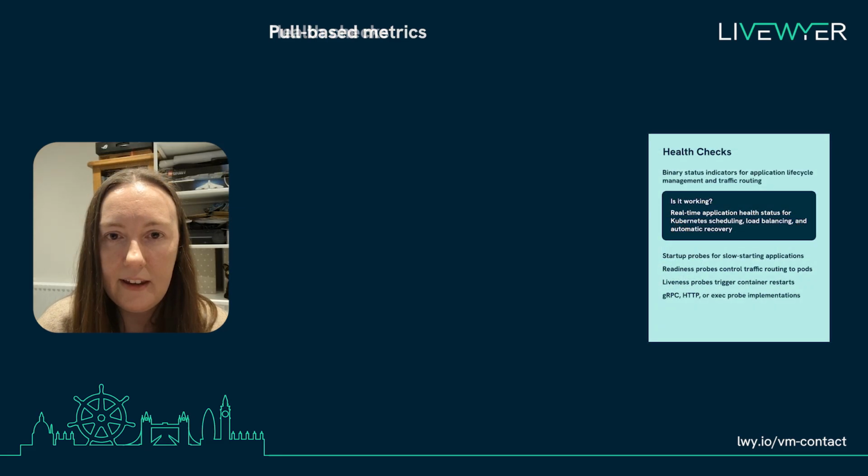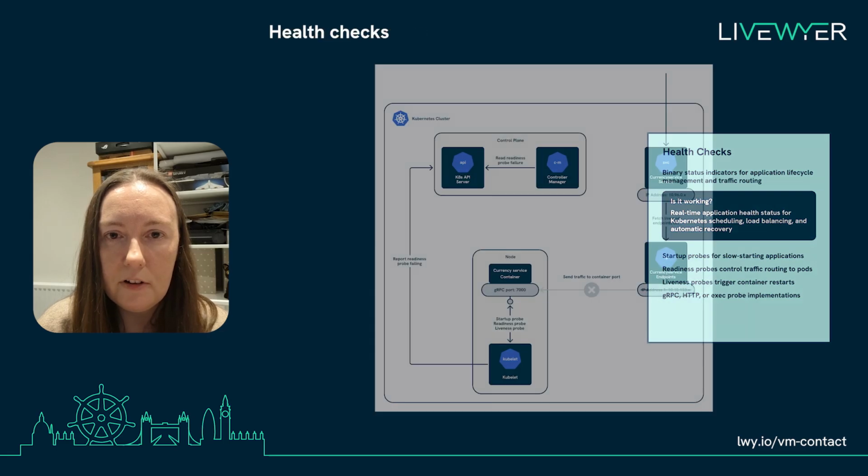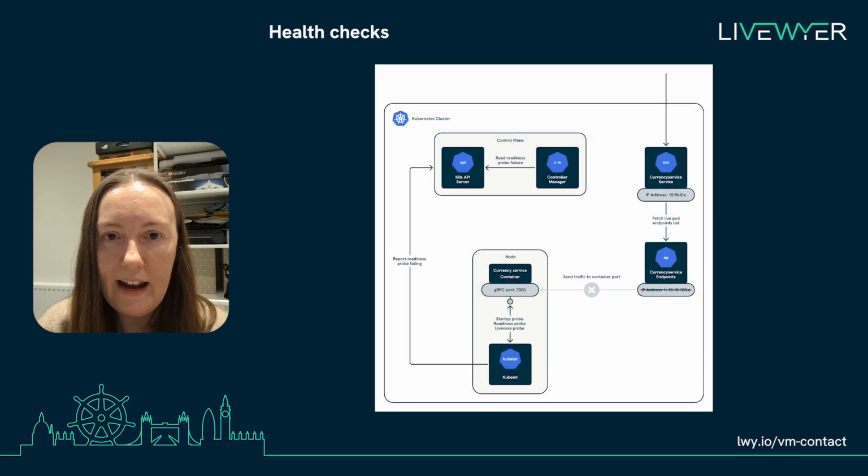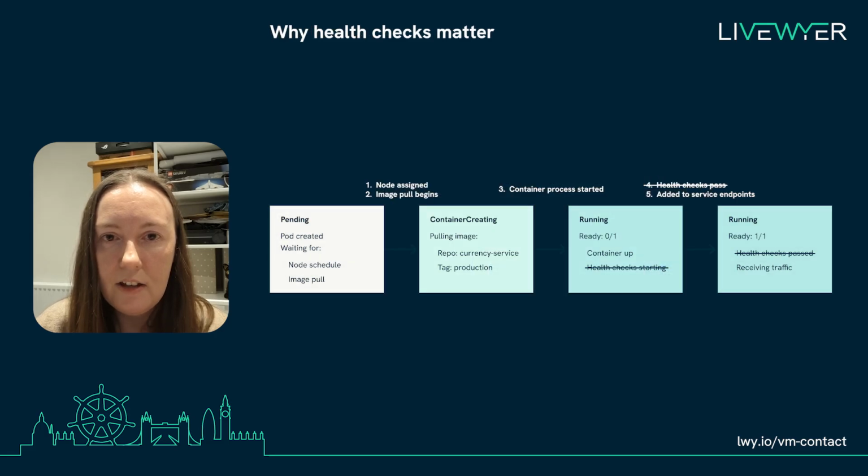The third aspect is health checks. In the VM world, you typically use external monitoring agents or scripts to check if services are responding. Kubernetes builds this health checking directly into the platform, continuously validating that your application process isn't just running, but is actually ready to handle any requests. Without health checks, Kubernetes will mark our currency service pod as running when the process starts, even if the gRPC server isn't ready yet to accept connections.